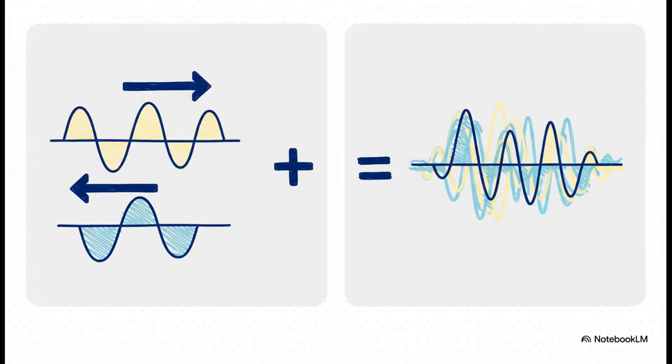And here's the result. It's awesome. The string's total motion is just the sum of some waves traveling left and some waves traveling right. It's like two simple melodies playing at the same time. On their own, they're super easy to describe, but you put them together and they create this rich, complex symphony that is the string's total movement.